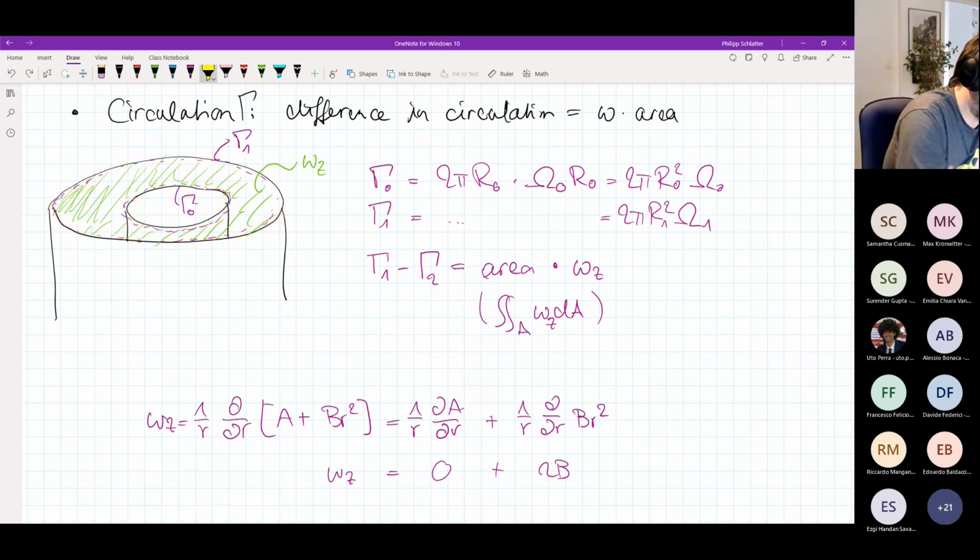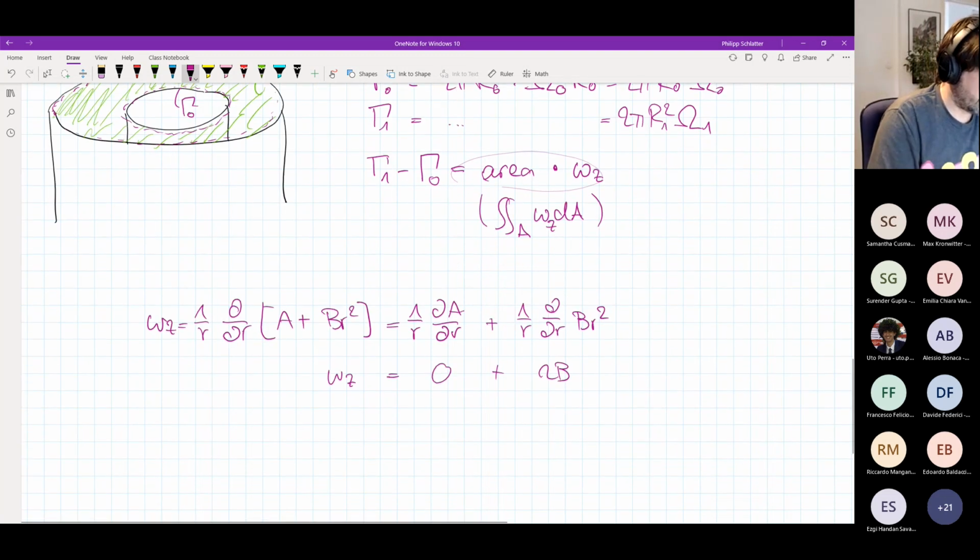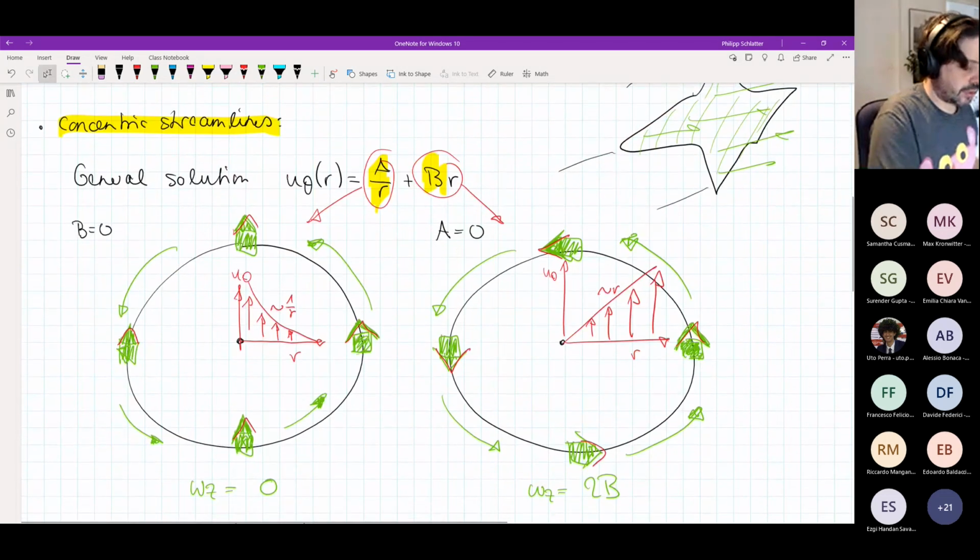And as we just said, this difference in circulation between, actually I realize that I made a mistake here. This should actually be omega 0 here. That's much better. So, the difference between these two circulations would then correspond to the area, so the green shaded area times the vorticity. And the vorticity, which is calculated, would be this 2 times b, as we know from the calculation here.